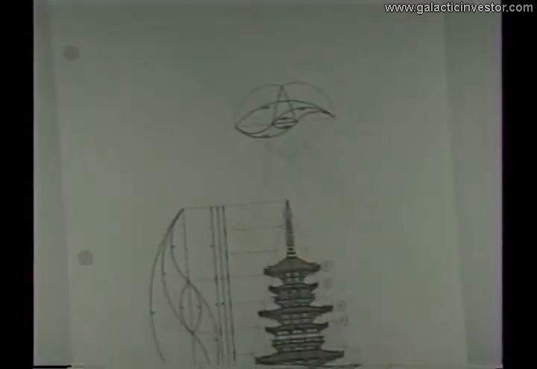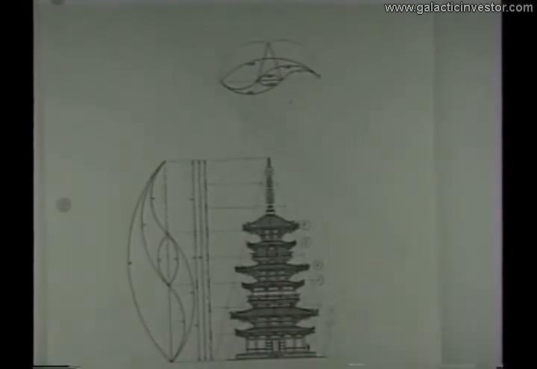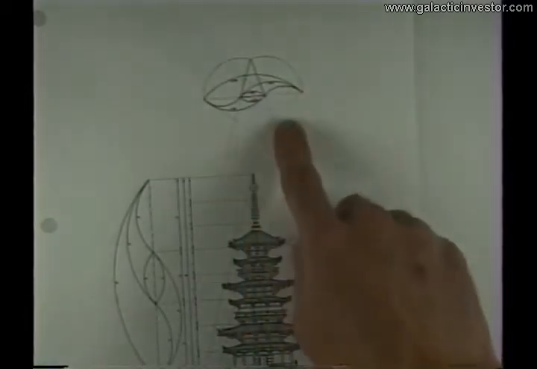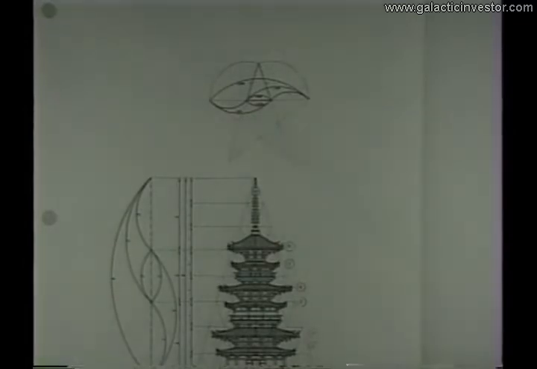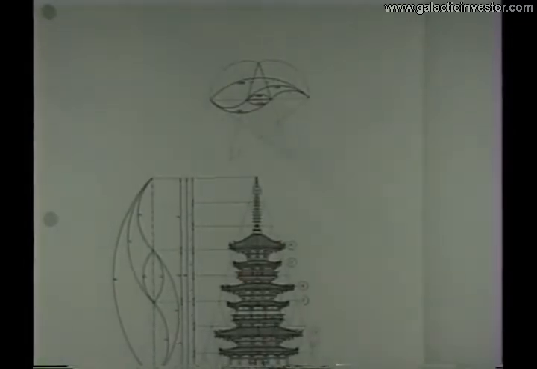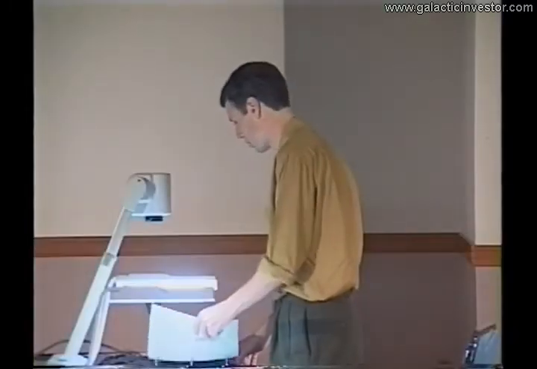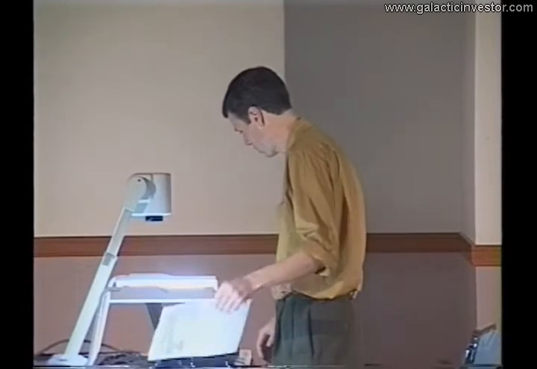Here's the pagoda of the Yakushi temple. I love that little diagram right there. It's such a nice expansion. And then your next page is the garden of the Ryonji.